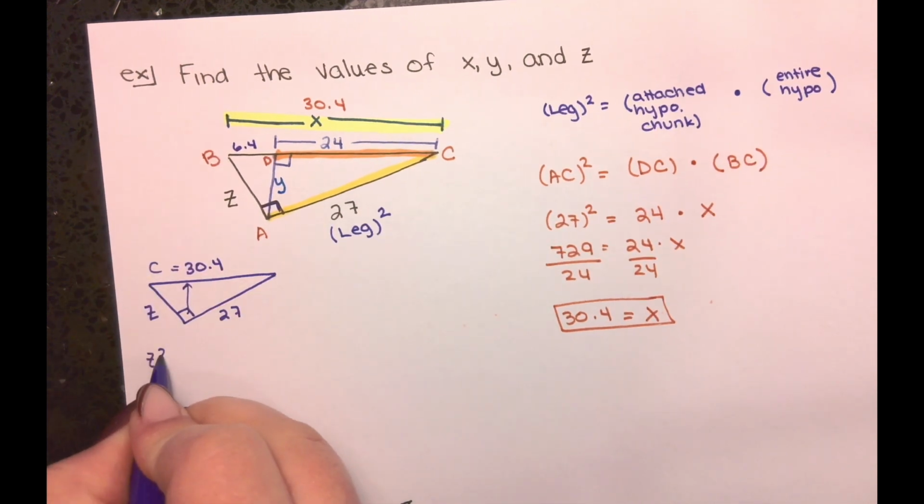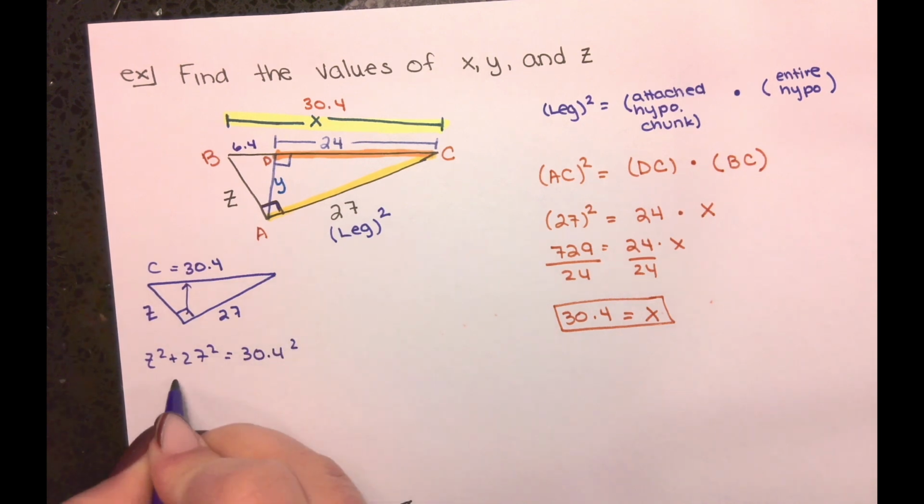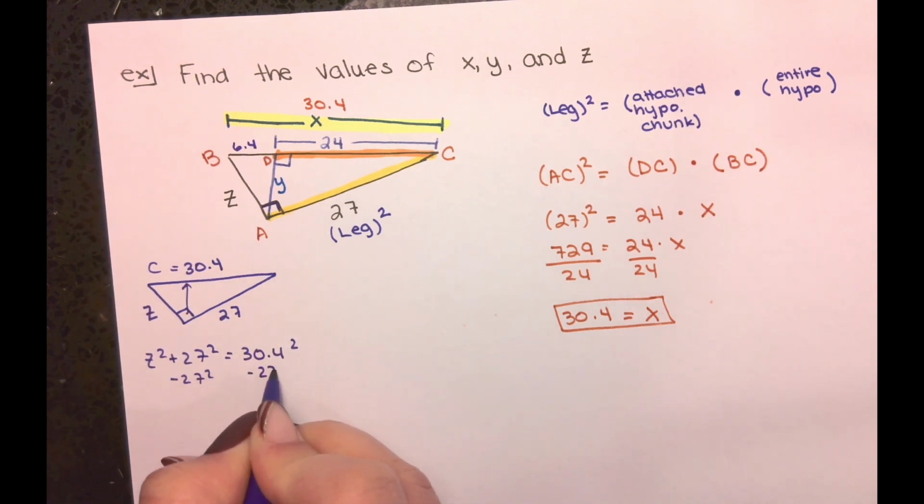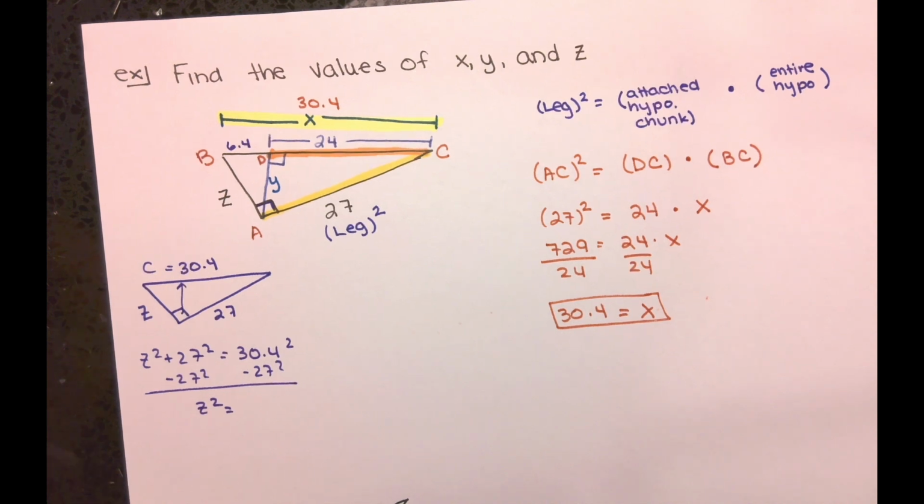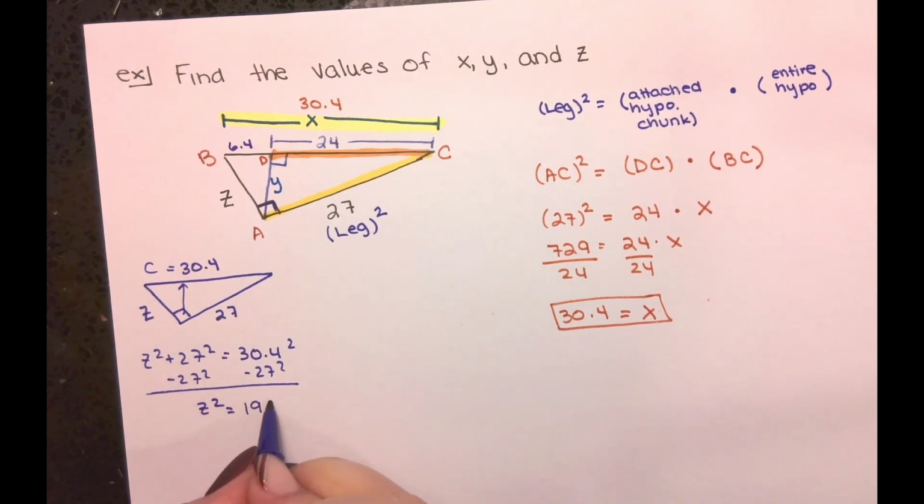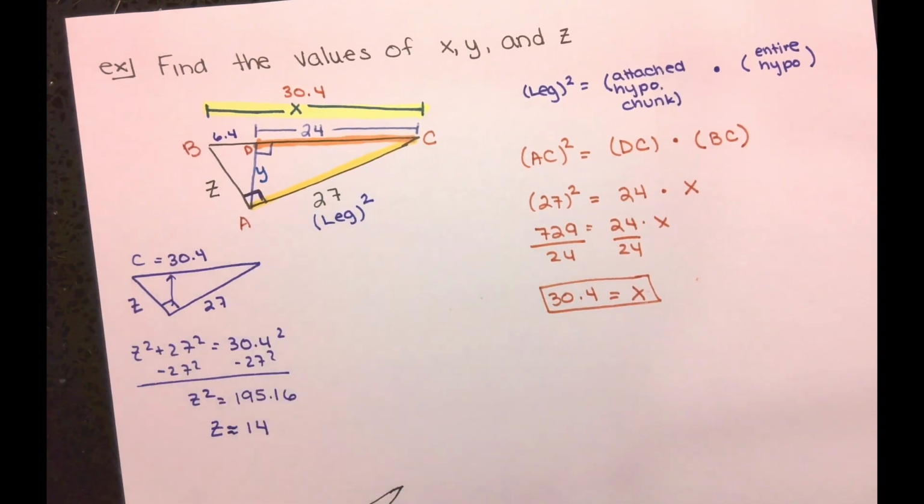So we have, careful with your c, z squared plus 27 squared equals 30.4 squared. I'm going to subtract 27 squared from both sides. We got 30.4 squared minus 27 squared. And again, these are going to be a little bit on the ickier side for our numbers. And we got z is equal to about 14. It ended up being, for me, 13.969. So that's about 14.